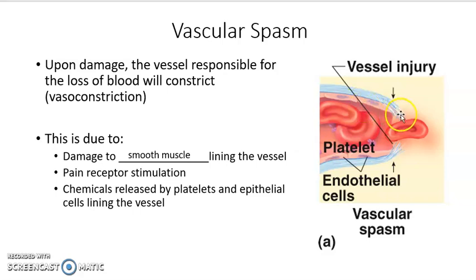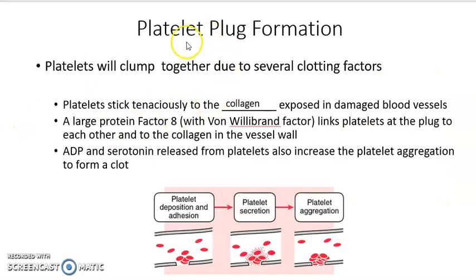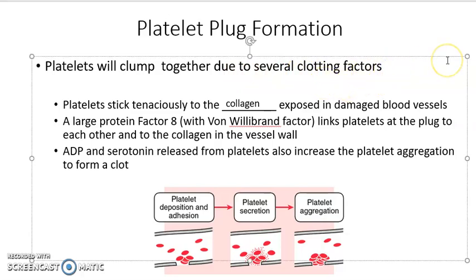Okay, so vascular spasm is actually a pretty important thing. If you sever a major blood vessel, God forbid, that's what's going to prevent you from bleeding out right away. Anyway, it'll restrict the flow of blood until you can receive medical attention. So, platelet plug formation, as we said, thrombocytes or platelets are really important for clotting. This is really where they come into play. So platelets will clump together due to several clotting factors. Okay, and clotting factors in this case are proteins.